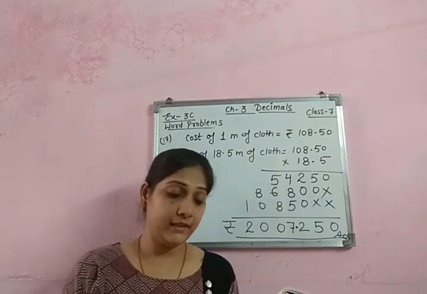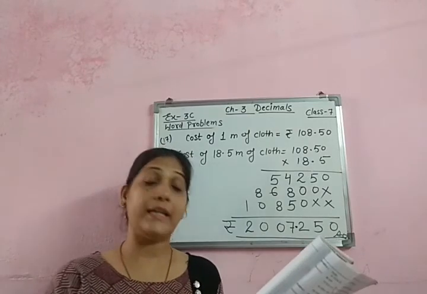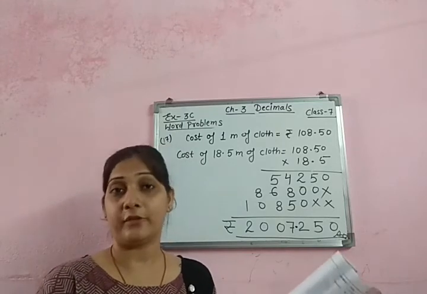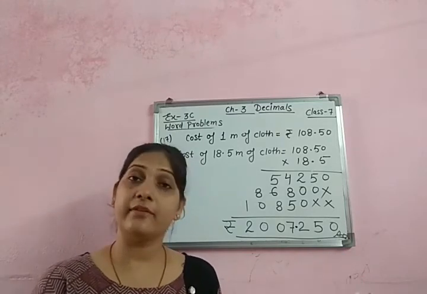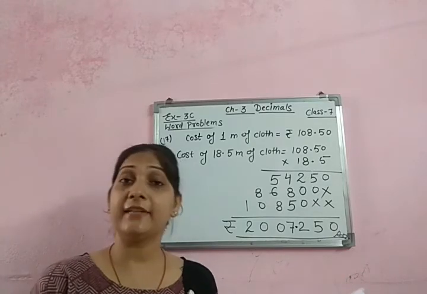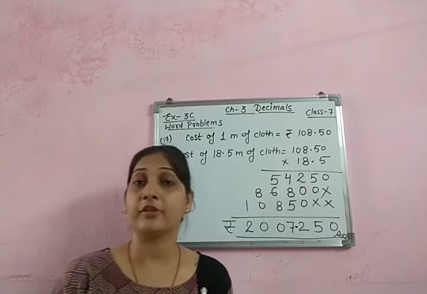Now the 18th question number. A car can cover a distance of 8.6 kilometer on 1 liter of petrol. If there is 1 liter of petrol in the car, it can cover only 8.6 kilometer distance. So you should tell how far can it go in 36.5 liter of petrol.